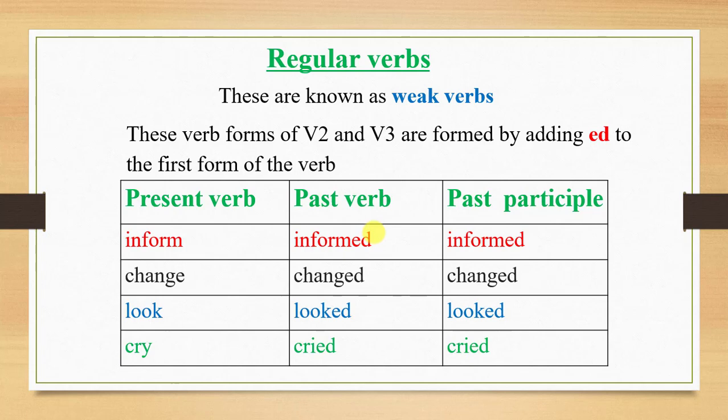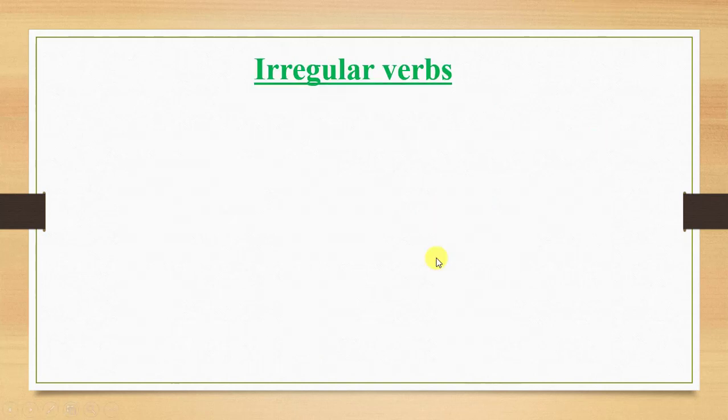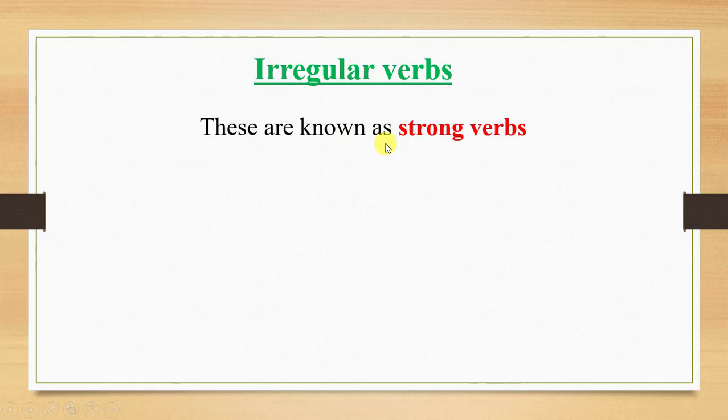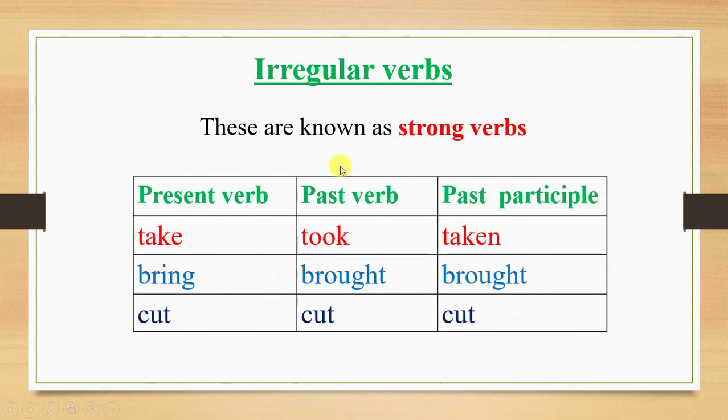In this way, there are 2 lakhs of regular verbs in the English language. Simply, ed can be added to the base form to form the second form and the third form of the verb. Whereas 169 irregular verbs are there. Let us know about irregular verbs. What are irregular verbs? These are known as strong verbs.